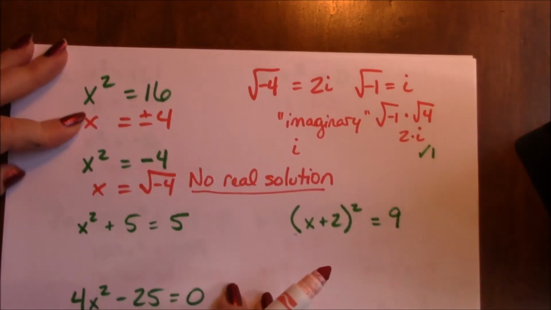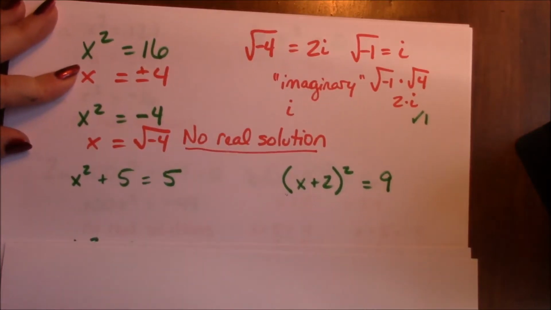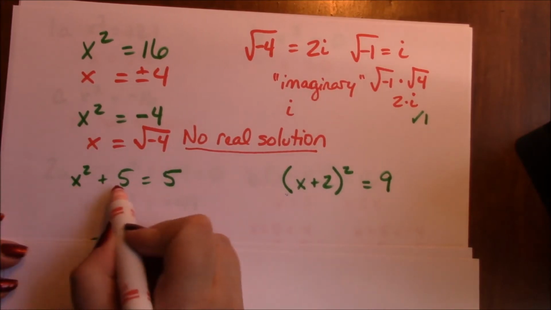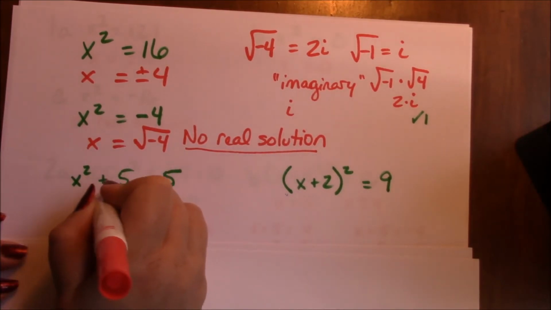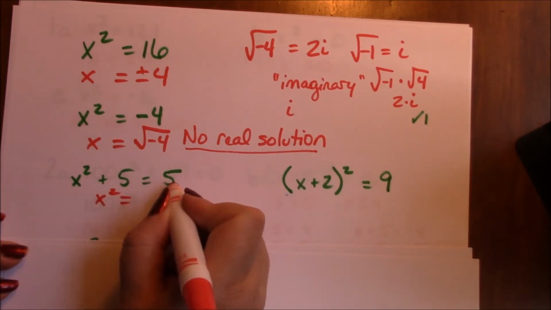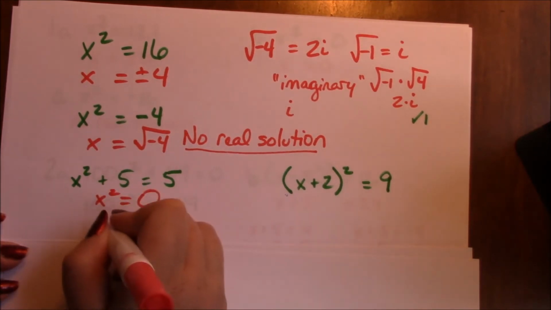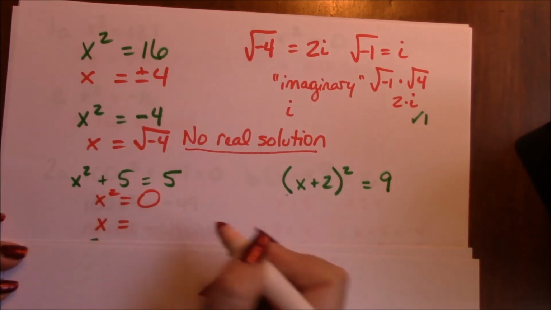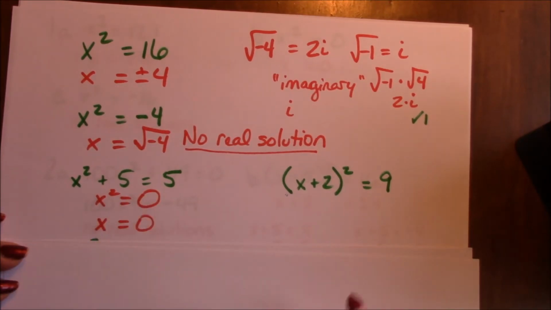Then we're going to take it to the next level, and we're actually going to add some numbers to it. x squared plus 5 equals 5, which means x squared equals, and I'm going to subtract 5 from both sides, and there my x squared equals 0, which means x equals the square root of 0, which is 0.